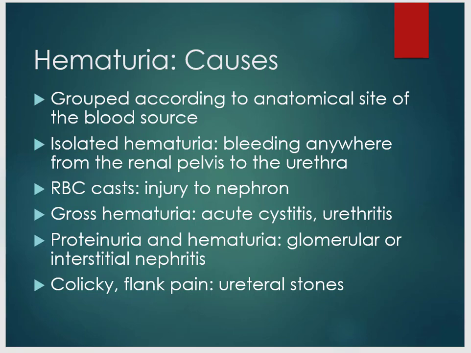If the RBCs have casts, it could be an injury to the nephron. If it's gross hematuria, acute cystitis or urethritis. Proteinuria and hematuria may indicate a glomerular or an interstitial nephritis. And if you have colicky flank pain to the sides or back, it could be ureteral stones.